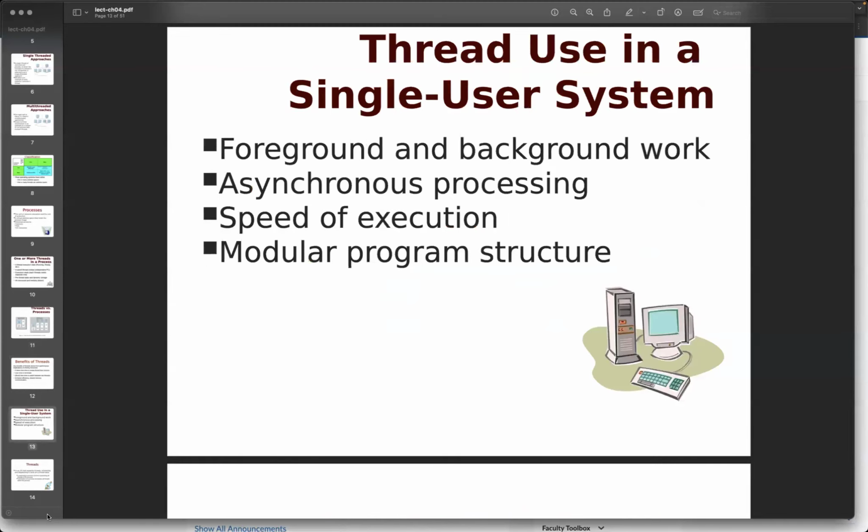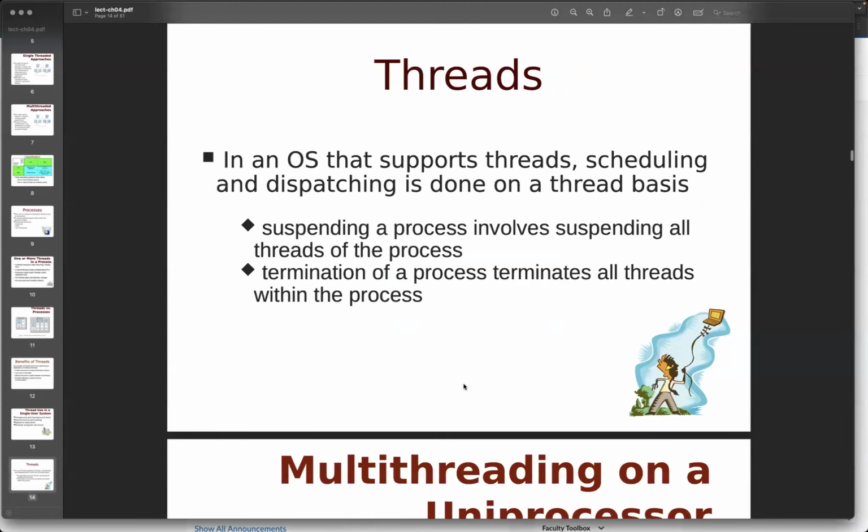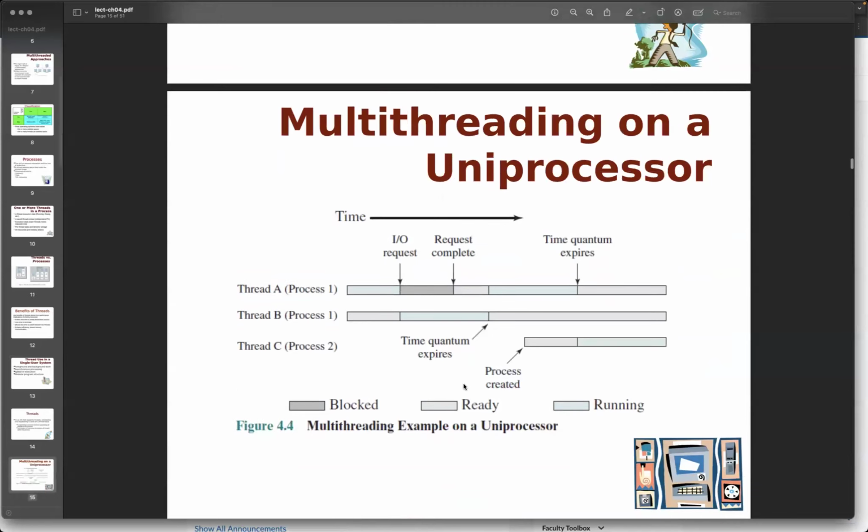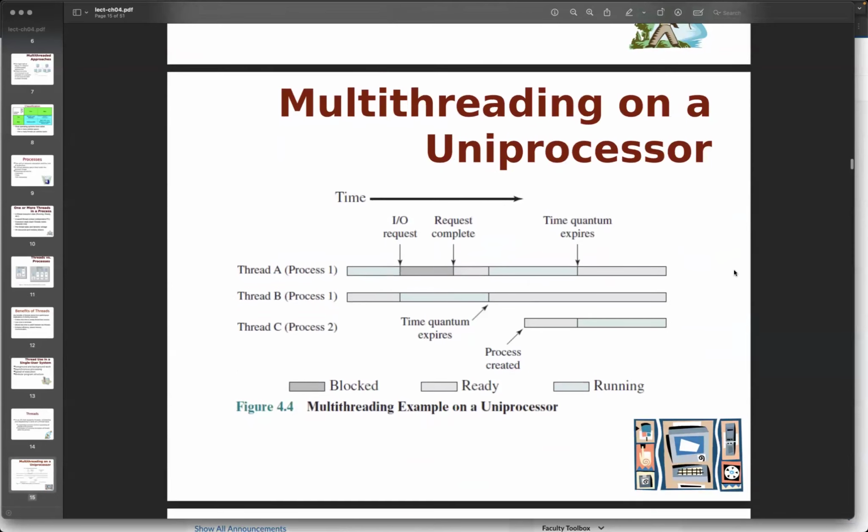And then here, if we look at the graph, multi-threading on the uniprocessor. Within the time, we have threads belonging to process one, let's say threads A and B, and then process two with thread C. Let's say A is in the running stage, and then it makes an IO request.